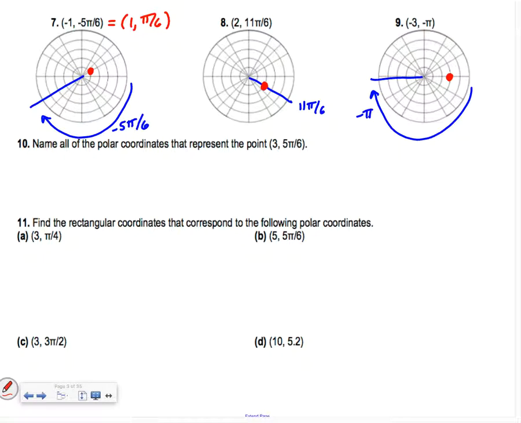Positive, positive. All right, and then if you have 2 comma 11 pi over 6, that means you have your 11 pi over 6 line, and you go 2 units along it. So do you guys have that 1 point right there?